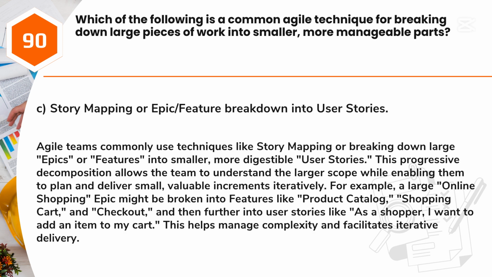Answer: C. Story Mapping or Epic/Feature Breakdown into User Stories. Agile teams commonly use techniques like story mapping or breaking down large epics or features into smaller, more digestible user stories. This progressive decomposition allows the team to understand the larger scope while enabling them to plan and deliver small, valuable increments iteratively. For example, a large online shopping epic might be broken into features like product catalog, shopping cart, and checkout, and then further into user stories like, "As a shopper, I want to add an item to my cart." This helps manage complexity and facilitates iterative delivery.